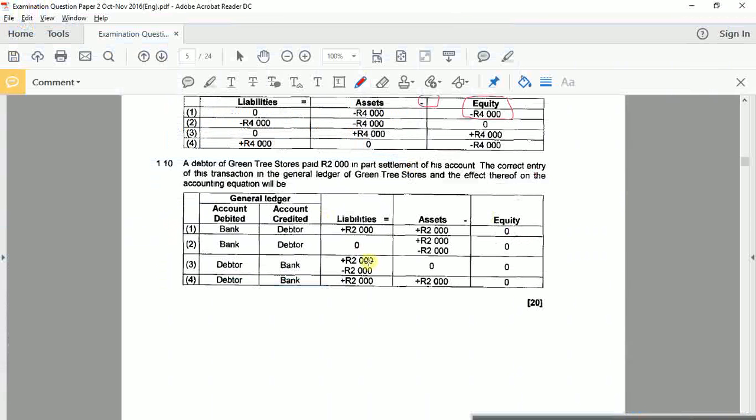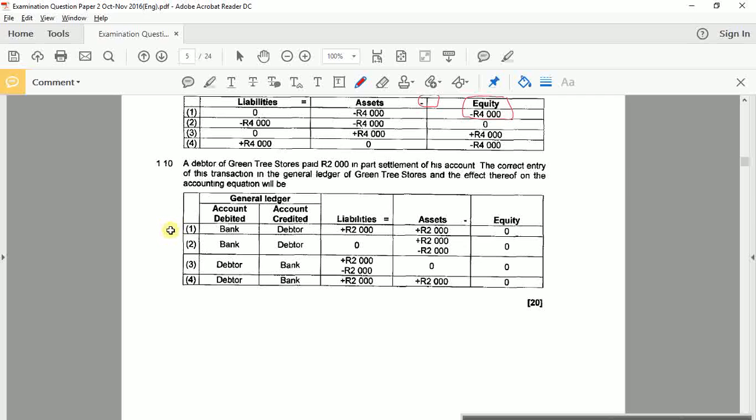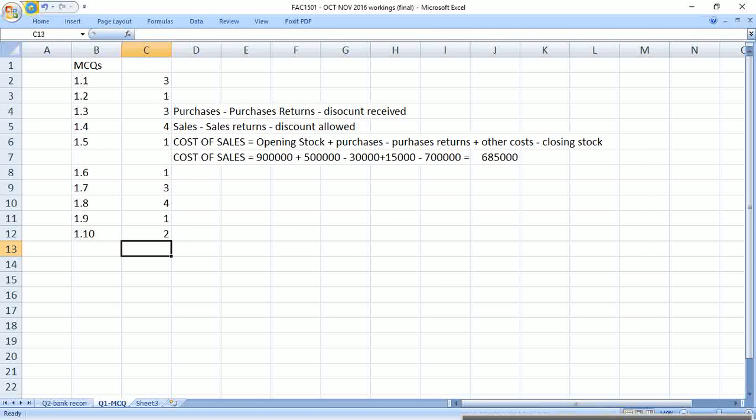10. A debtor of Green Tea Stores paid 2,000 Rand in settlement of his account. The correct entry of this transaction in the general ledger of Green Tea Stores and the effect thereof on the accounting equation will be. What's happening? I'm saying number two. Bank increase, debtors decrease. Bank is an asset increasing and decreasing? Yes. Okay, a debtor has paid, so bank will go up and the debtor will decrease. Perfect. There you go. 10 out of 10. Well done. Option two, hey? Yes. Good. Easy, hey?